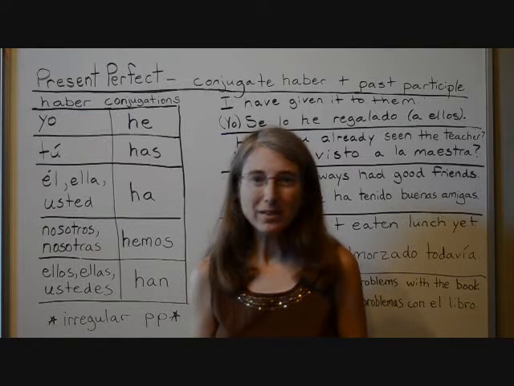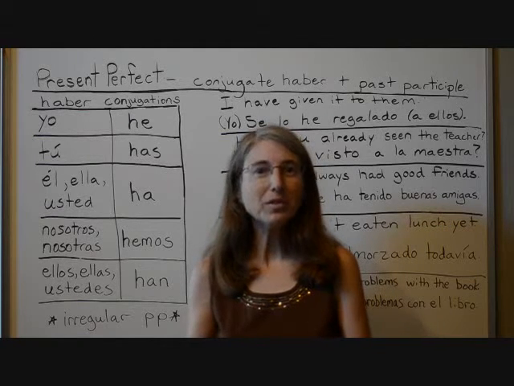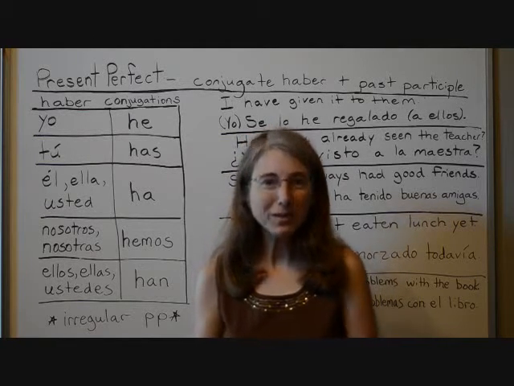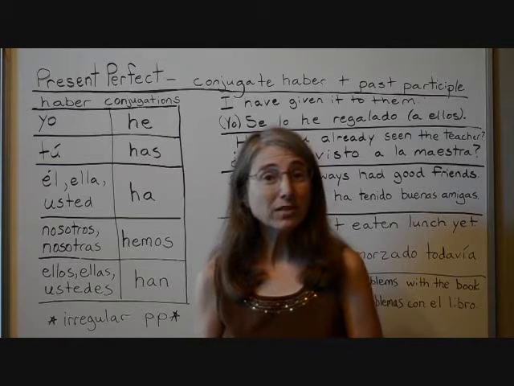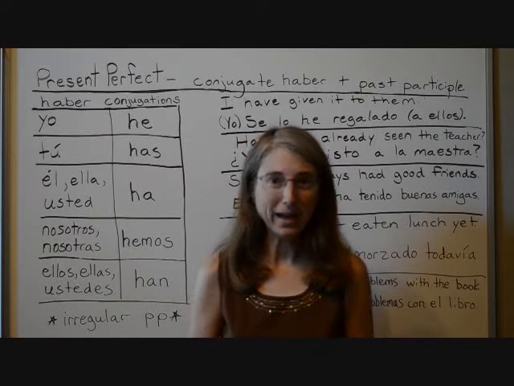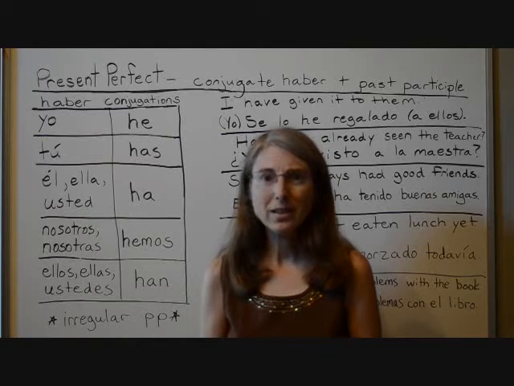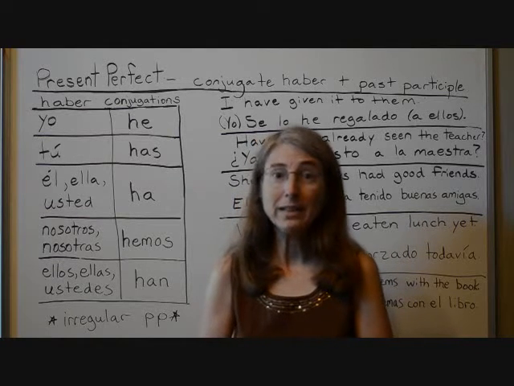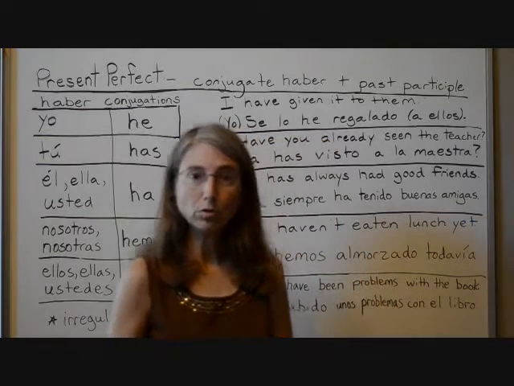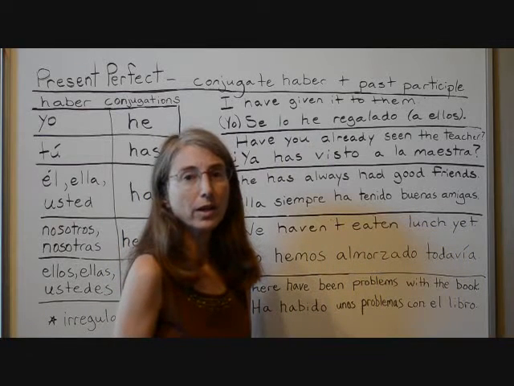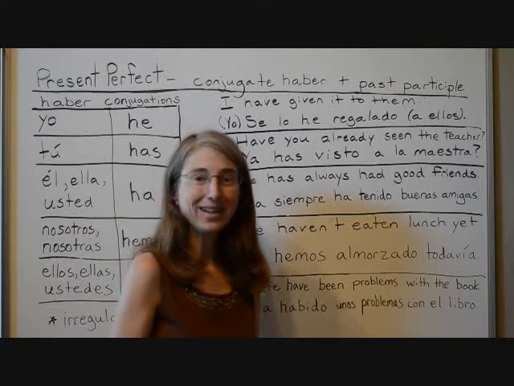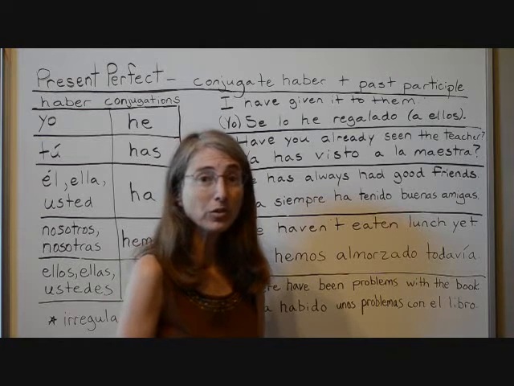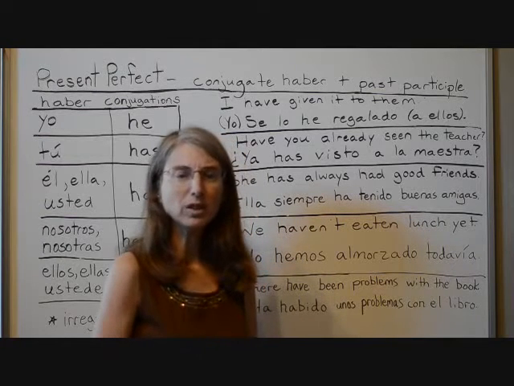The present perfect tense is kind of a misleading term because even though it's called present perfect, it's really talking about action that occurred in the past, in the recent past. And in order to form the present perfect in English, we actually use two words. We use have or has, and then the past participle. And it's going to be very similar in Spanish.